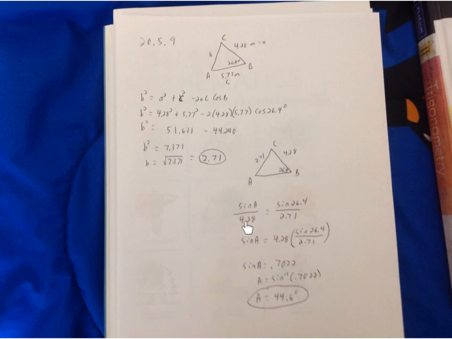So I multiply each side by 4.28, put this in the calculator, I get 0.7022. Take the inverse sine of that, and I got 44.6 degrees.